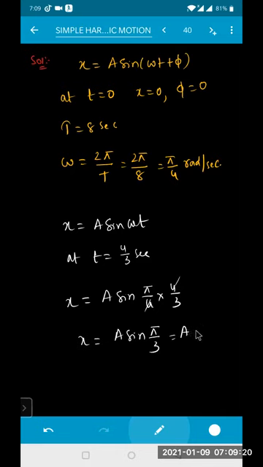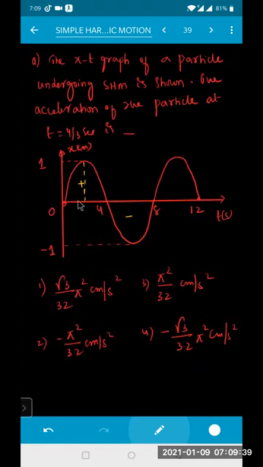The maximum amplitude will be equal to how much? 1. So sine pi by 3 value is how much? Can you tell me? √3 divided by 2. So x value will be equal to √3 divided by 2 because amplitude is equal to 1. Yes, amplitude of this is equal to 1, isn't it?